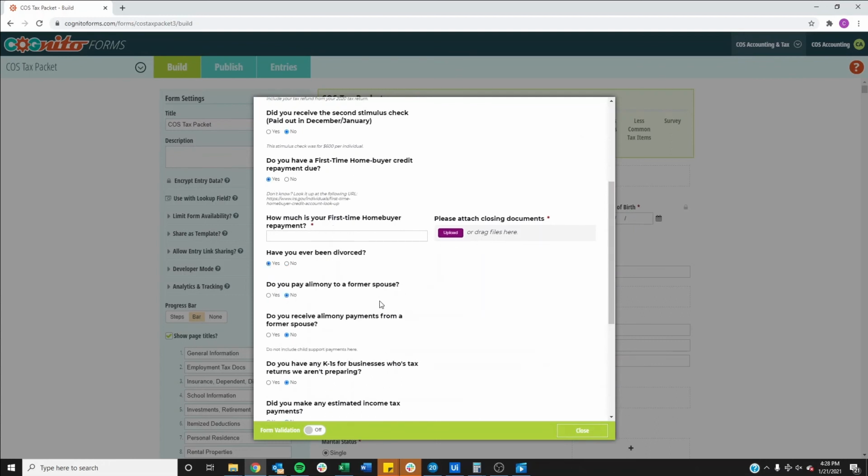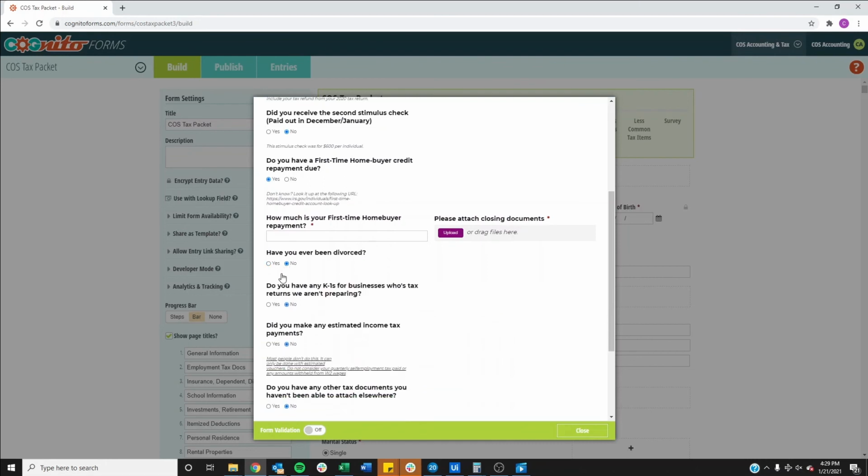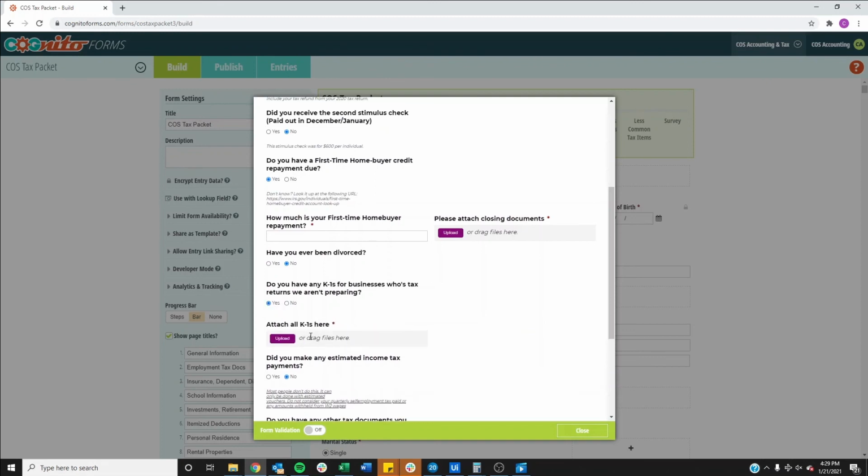If you're divorced and have to pay, or if you receive alimony payments from your former spouse, you'll put that information in here, including your spouse's social security number and the name and everything. If you have any K-1s for businesses that you're a part of that we aren't preparing the tax returns for, like if you have a partner who's in charge of preparing the business returns and he uses his own firm and he issues you a K-1, this is where you'll be able to attach that document.